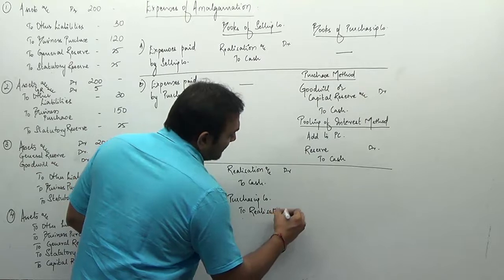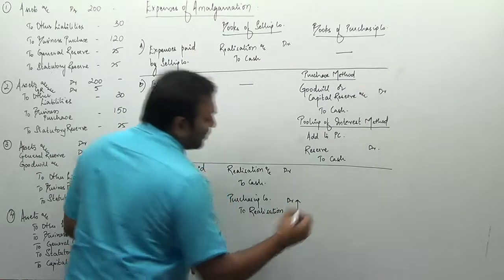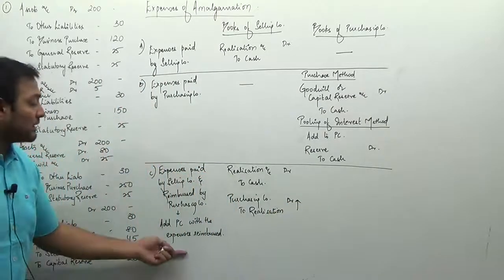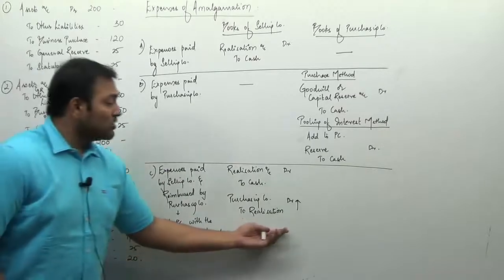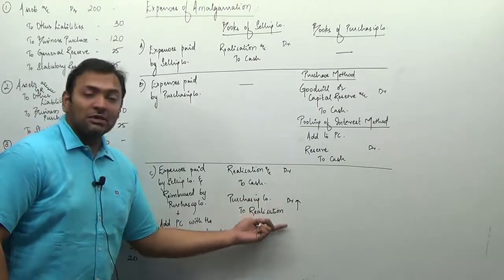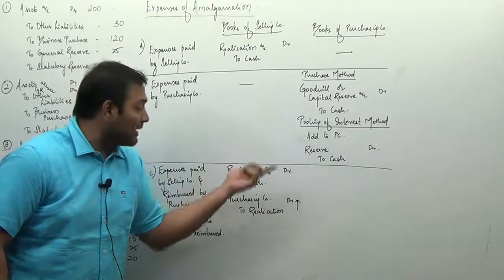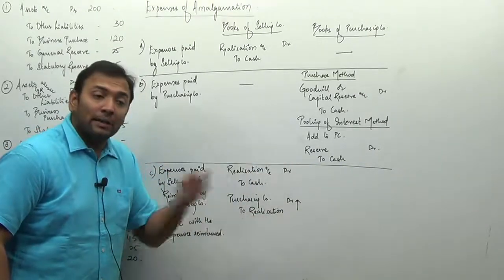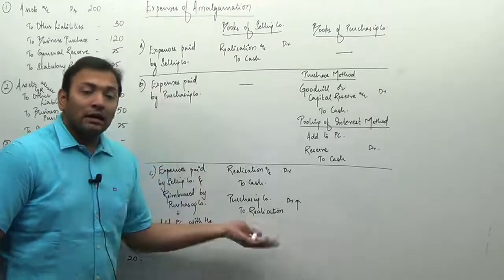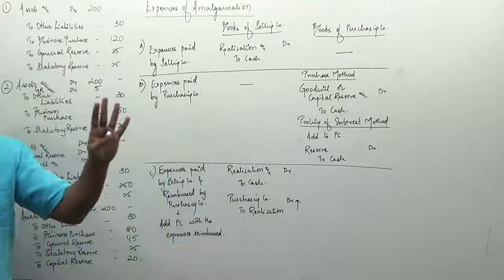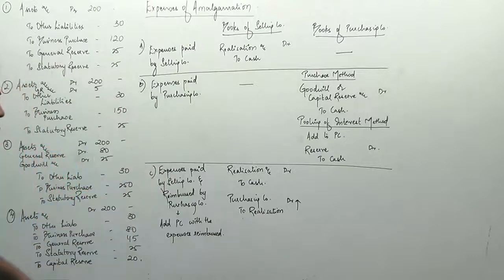This is for the total PC. I'll pass the entry including the expenses reimbursed. So if I'm reimbursing only 20,000, your credit on realization account is increasing by 20. But when I paid 24, your debit charge is increasing by 24. Net impact, if you see in realization, 4,000 rupees will be charged as loss.